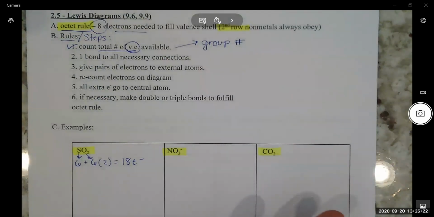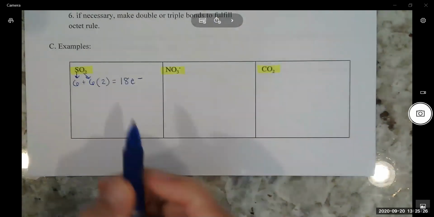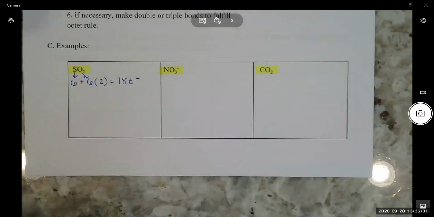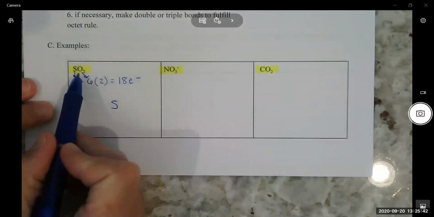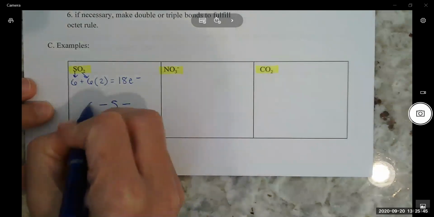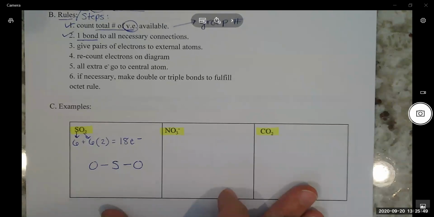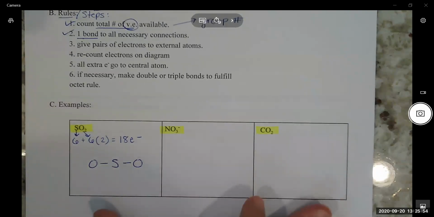Step number 2 is to connect everything with a single bond. The first thing is to look at your compound and figure out what element needs to be in the middle. It's usually the one that is listed first, but it is also the one that has the lowest electronegativity value. In this case, we have sulfur in the middle, and my 2 oxygen atoms spread out evenly around that central atom. So I've connected everything with a single bond. We're going to start with single bonds, and then we'll continue from there.